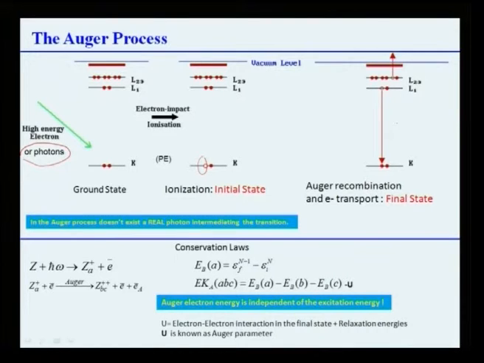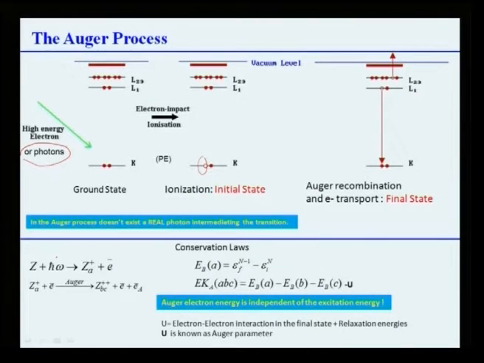So one electron then falls from the L1 level to fill this K level. Because of this, some energy is released, and this energy then ejects an L2, 3 level electron, and the electron gets transported. This is, in a nutshell, the whole Auger process. And this is what is shown here, Z plus h nu.